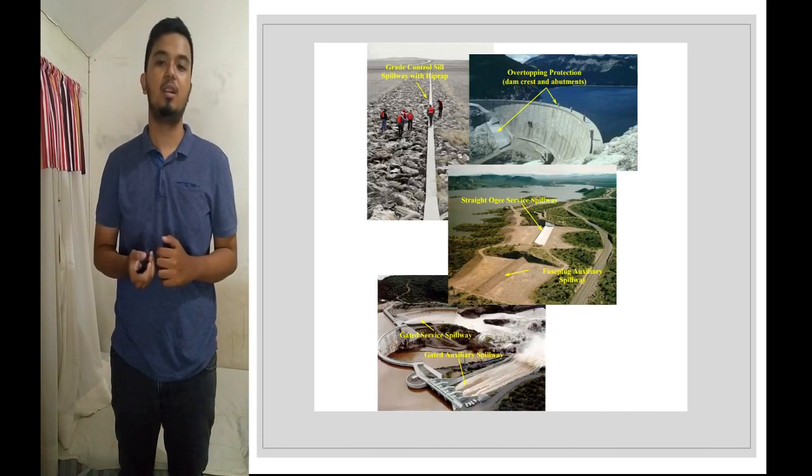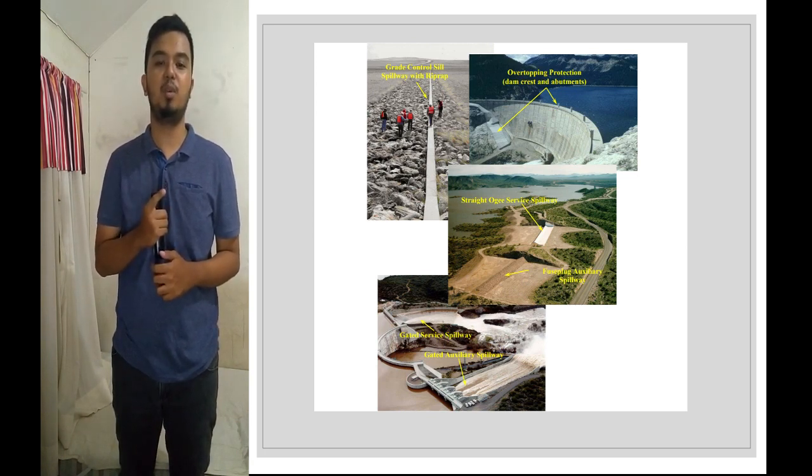So next, this is an example of the emergency spillway, like the grade control steel spillway with riprap.